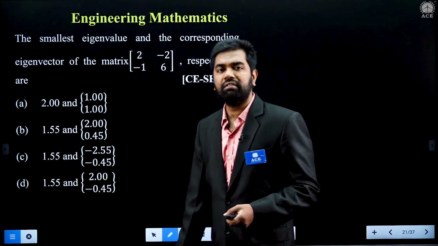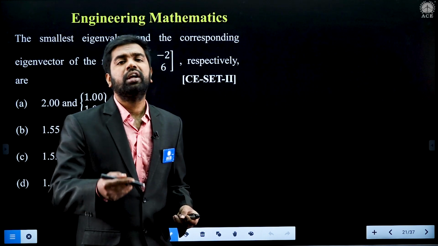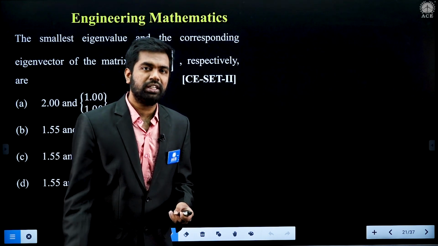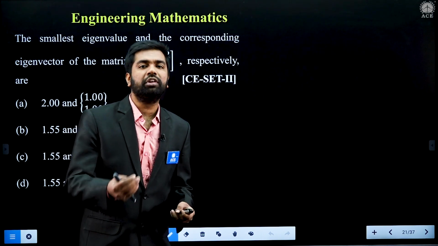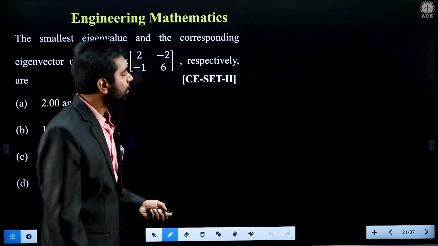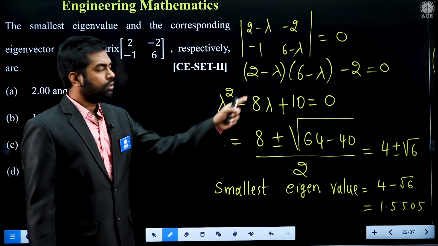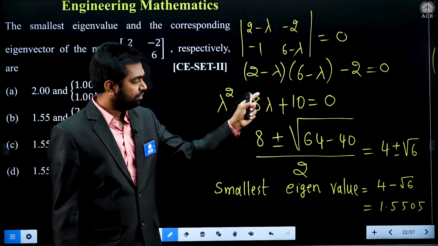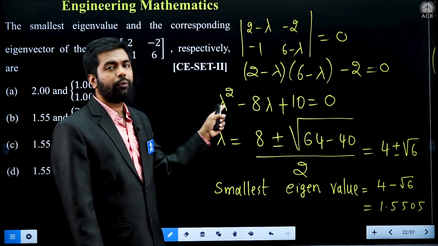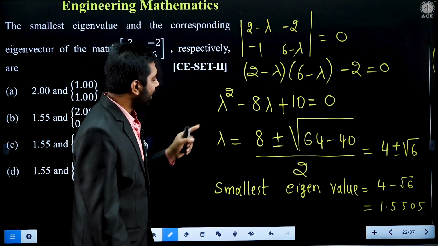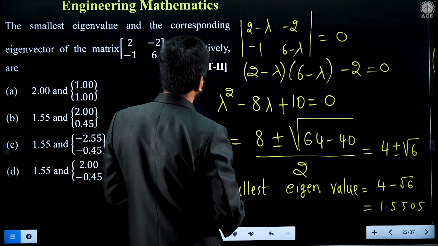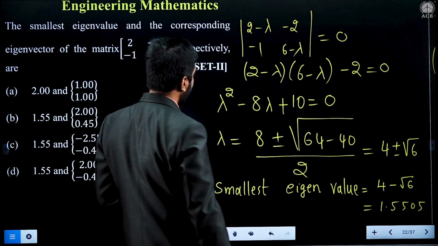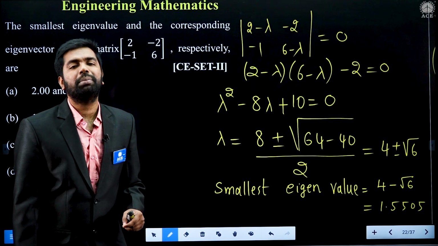How do you find the eigenvalue? We write the characteristic equation. Let's write the characteristic equation, get the characteristic polynomial, get the roots of that polynomial, right? So this is the characteristic equation. I have simplified this. I have got a quadratic equation, that is lambda square minus 8 lambda plus 10 equal to 0. This is in the form of ax square plus bx plus c.